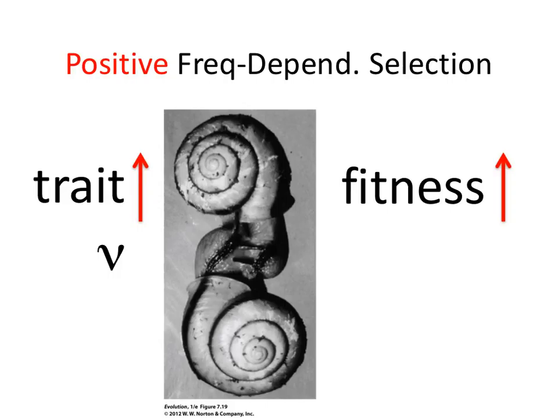And the example that your textbook uses, and again, these are kind of rare. They might be very common in nature, but it's rare to find a good example to try to explain why positive frequency-dependent selection might actually exist. But absolutely, mating's a great example. So as the trait frequency increases, your fitness increases.